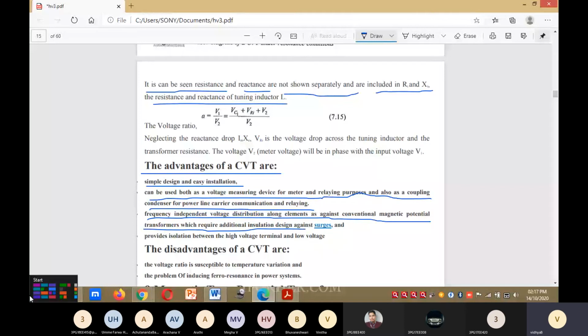To repeat, the advantages of a CVT are simple design and easy installation. It can be used for voltage measurement for meter and relaying purposes, and as a coupling condenser for power line carrier communication. It provides frequency independent voltage distribution along elements, unlike conventional magnetic potential transformers, which require additional insulation design against surges. It also provides isolation between the high voltage terminal and the low voltage side.